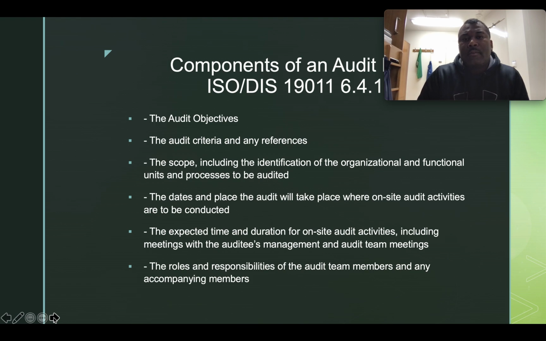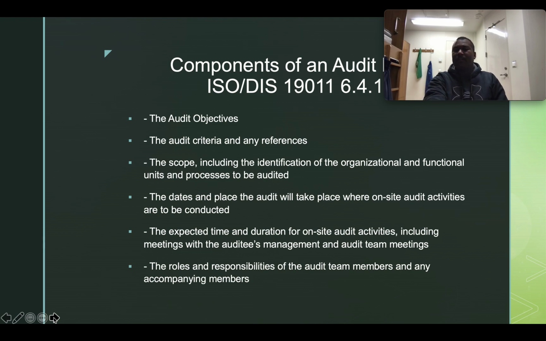All right, guys, the components of an audit plan, referencing ISO DIS 19011 6.4.1. The audit objectives, the audit criteria and any references, the scope including the identification of the organization and functional units and processes to be audited, the dates and place the audit will take place, where on-site audit activities are to be conducted, the expected time and duration for on-site audit activities including meetings with the auditee's management and audit team meetings, the roles and responsibilities of the audit team members and any accompanying members.